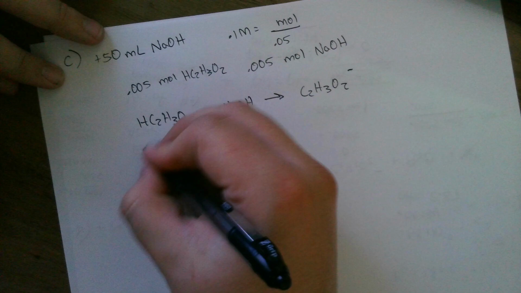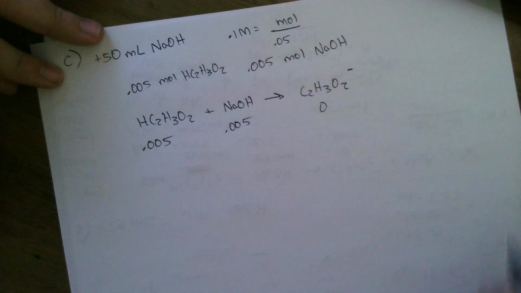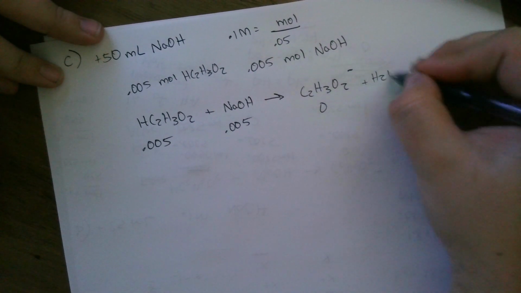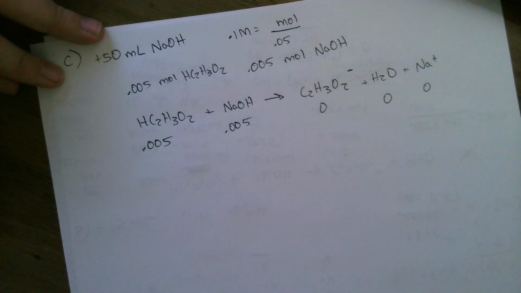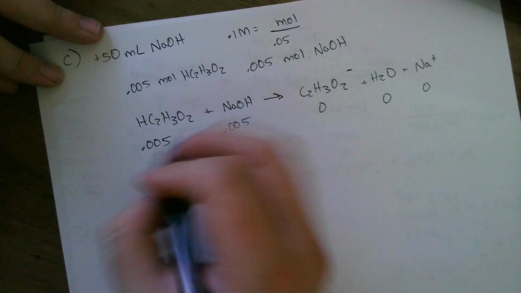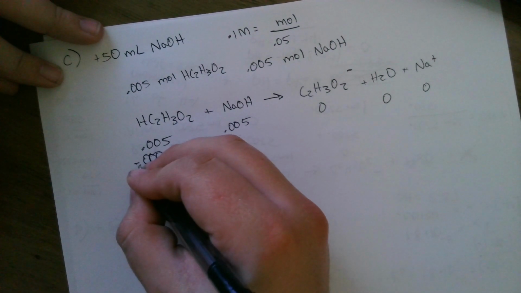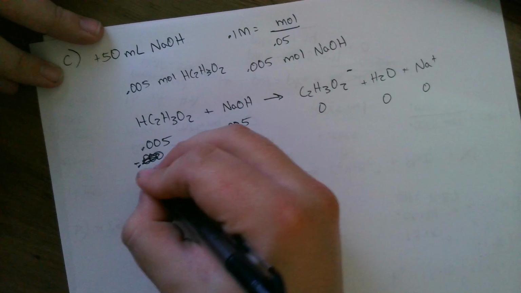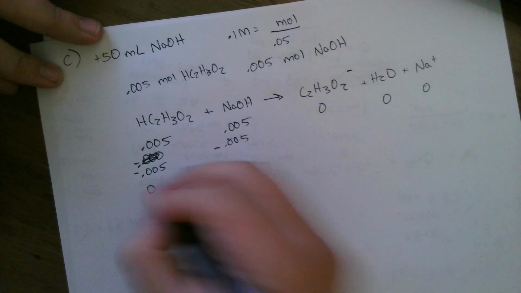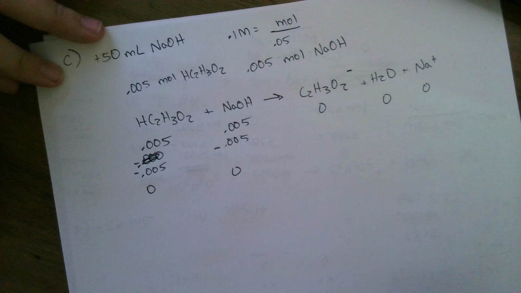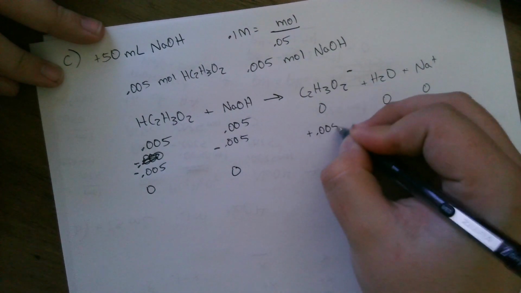So I start with 0.005 of this, 0.005 of this, 0 of this. If you care, I have 0 H2O, 0 Na+. They don't change anything. All right. So these two are going to react and completely neutralize each other. So I have 0 and 0. But this isn't going to be a pH of 7 like last time, because now I have some of this left over.